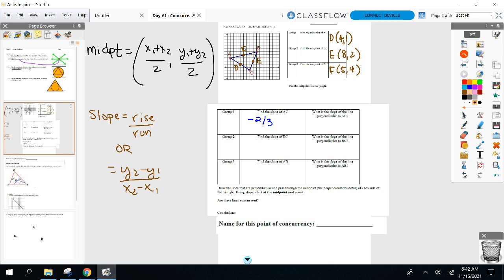How about group 2? What was your slope of BC? 3 over 1. 3, 4, 5, 6 over 2. 3 over 1. I'm just going to put 3. What was the slope of AB? Final group here. Slope of AB? 2 over 8. 1, 2, 3, 4, 5, 6, 7, 8. 2 over 8. I'm going to reduce that down to 1/4. Yep.